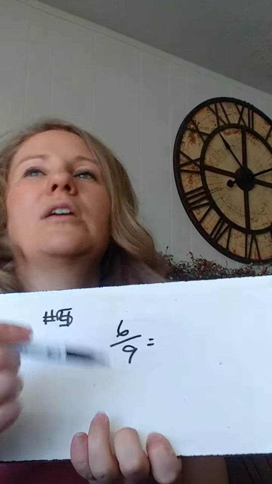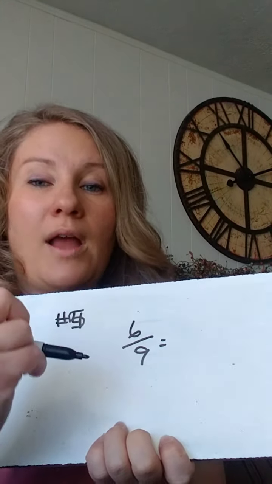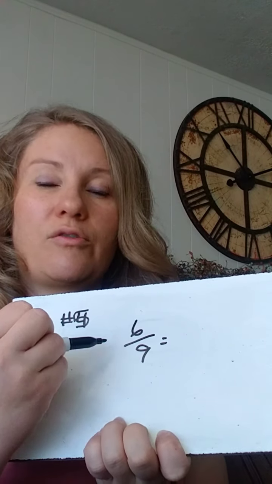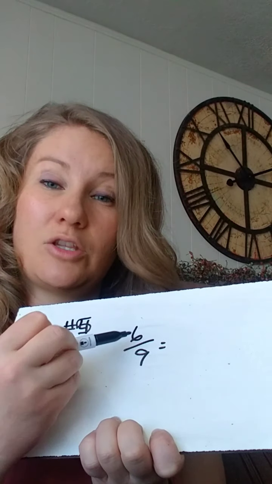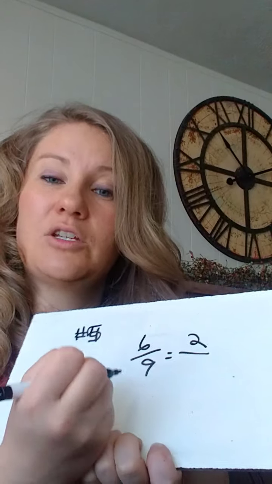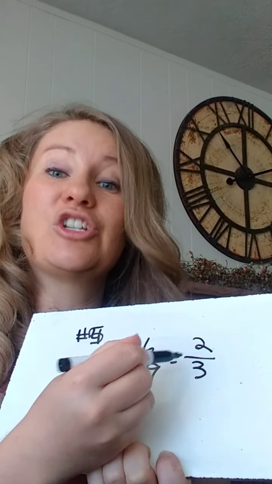Okay, I look at these and ask, what numbers go into both of these? So 6, 1 and 6. 6 doesn't go into 9. What about 2 and 3? Okay, 2 doesn't go into 9. 9's an odd number. 3, does 3 go into both 6 and 9? Yes. So how many times does 3 go into 6? 3, 6, 2. How many times does 3 go into 9? 3, 6, 9. So it'd be 3. So 6/9 is equivalent to 2/3.